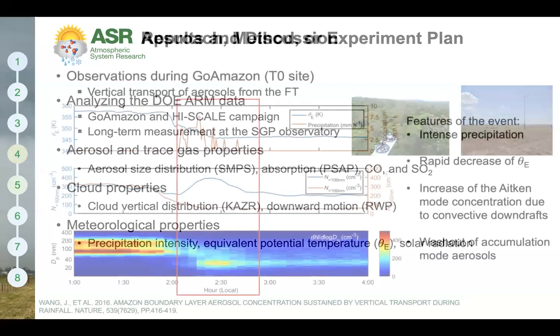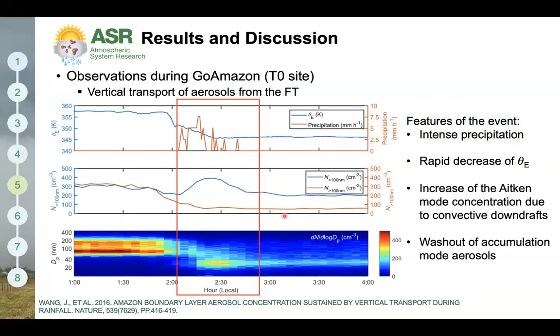So what do the aerosols look like during these deep convection events? Here I'm showing an event that we're very interested in. The first panel shows the time series of theta E, the equivalent potential temperature, and the precipitation rate during the GoAmazon campaign at the T0 site. You can see that intense precipitation occurred during the local time of 2 to 3 a.m. And at the same time, theta E decreased very significantly, which is an indicator of a deep convection event.